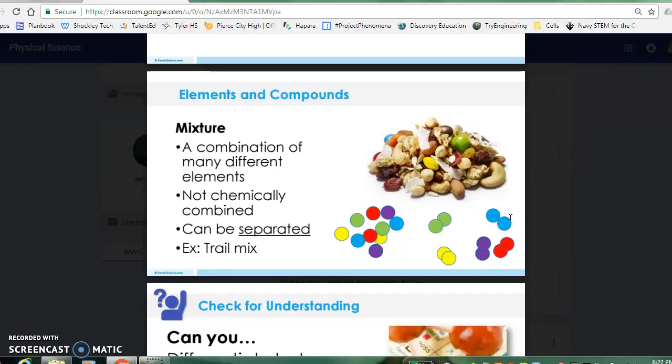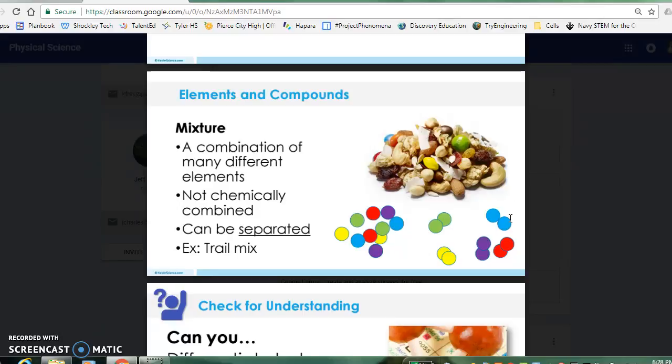Because they're physically combined, there was no chemical reaction that took place, and they can easily be separated. For example, here I have trail mix. I can see all the different parts of trail mix. It's not evenly dispersed, so we would call that a heterogeneous mixture. And I know it's a mixture because I physically combined all the different ingredients, and I can easily separate them all again.